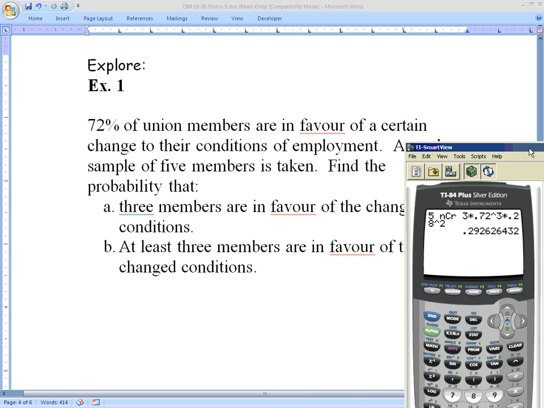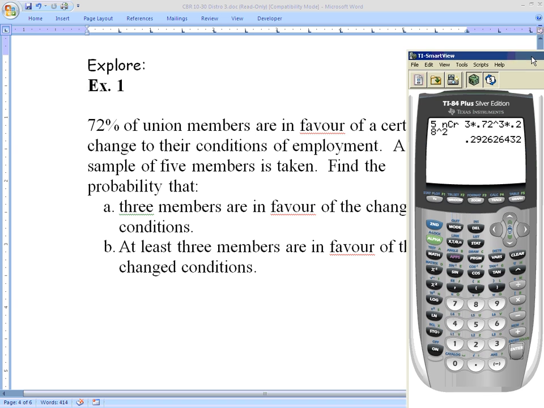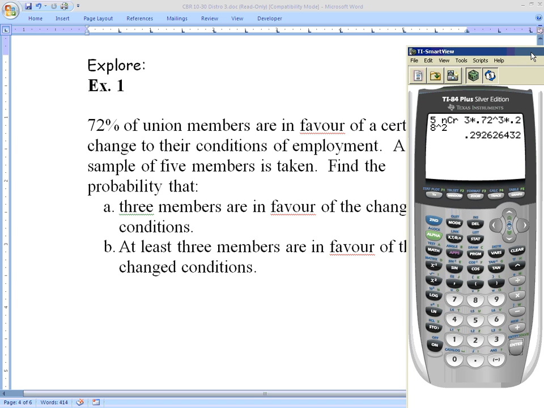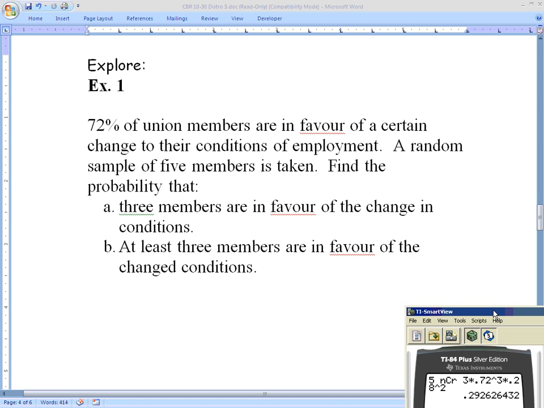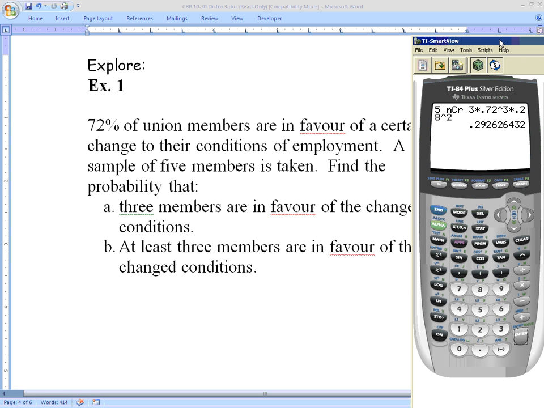Now I'm going to set that aside, and for part B, it says, now find the probability that at least 3 members are in favor of the change in conditions. So maybe they needed to make a vote in that subcommittee and they needed a majority, so they want to make sure that there's at least 3 members. Well, 3 members could be 3, it could be 4, or it could be 5. Any of those things would be at least 3. We already know the probability of 3, so we still need to find the probability of 4.